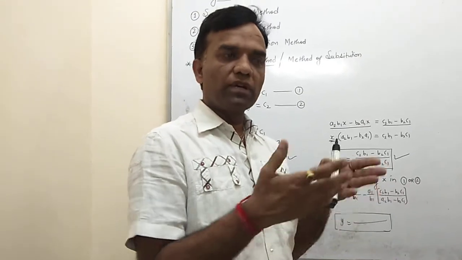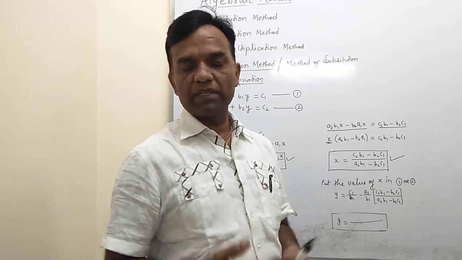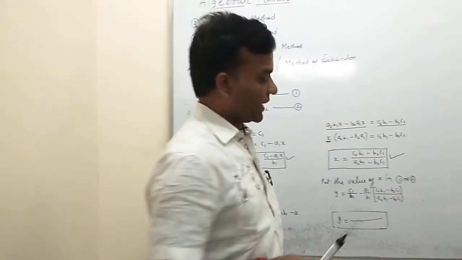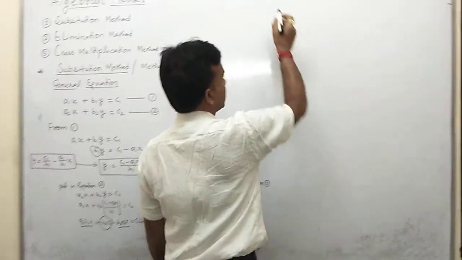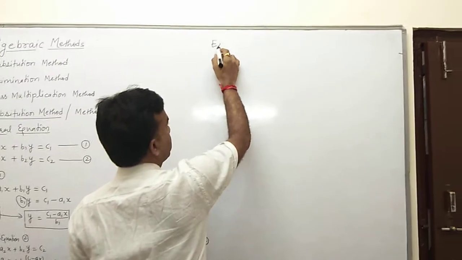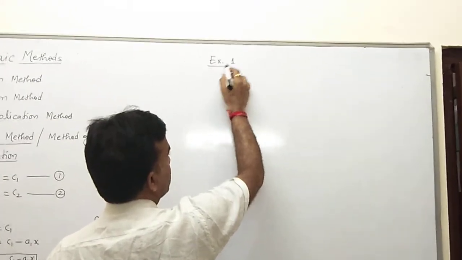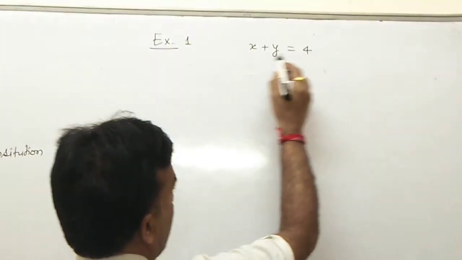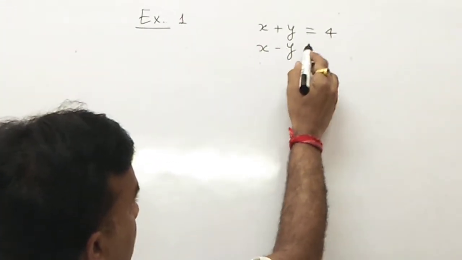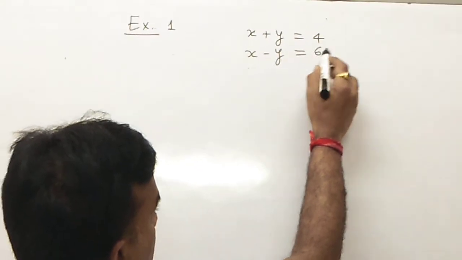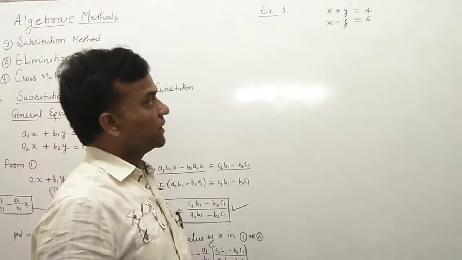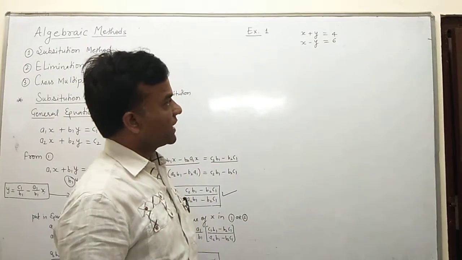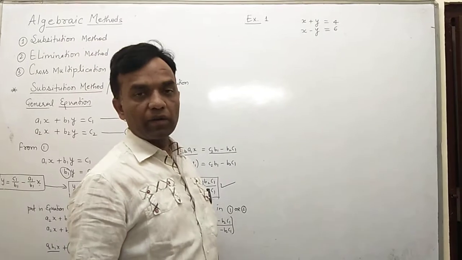If you take any one variable from the second equation, then you put it in the first equation. Okay, so here we take an example of how you apply this method in a question. Suppose we have x plus y equal to 4 and another equation x minus y equal to 6. There are two equations, and in both equations the coefficients of x and y are 1 and 1.